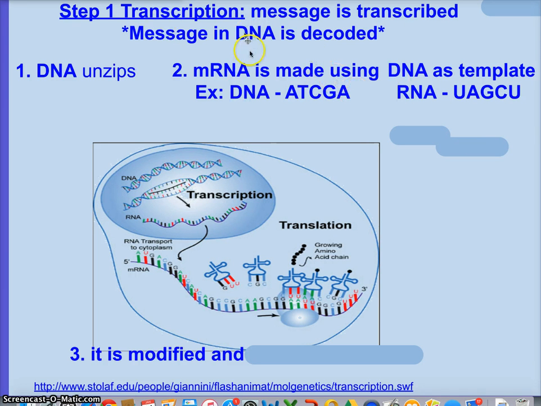Where is all this happening? The DNA unzipping, the making of RNA? In the nucleus. Because we know that DNA never leaves the nucleus. So this happens. Now, once this happens, RNA gets modified, and by that it means whatever errors occur or whatever needs to be fixed happens, and RNA leaves the nucleus.